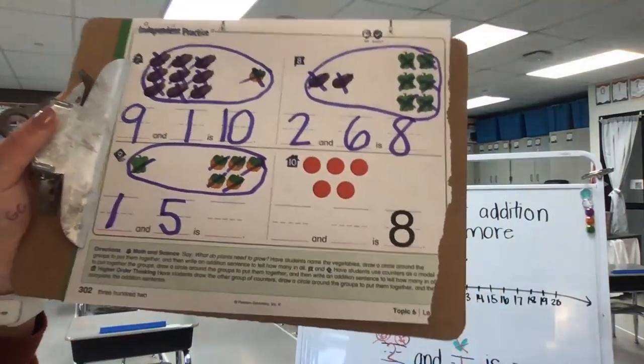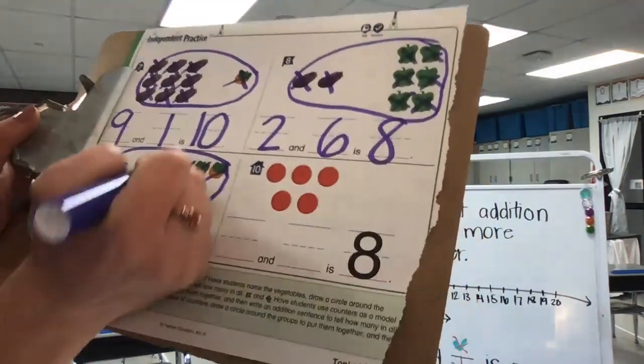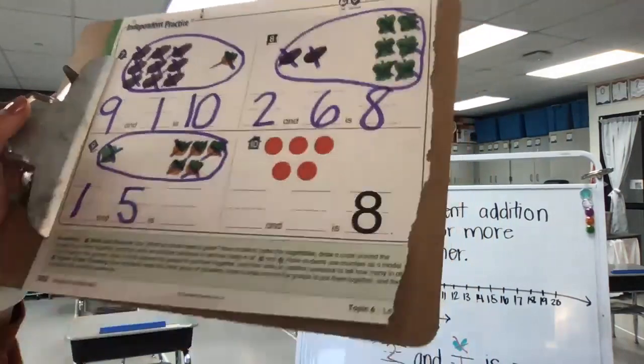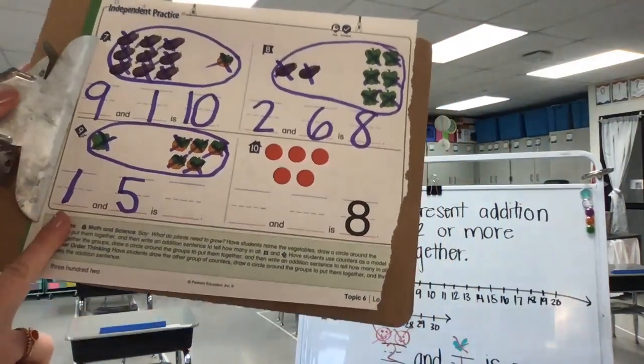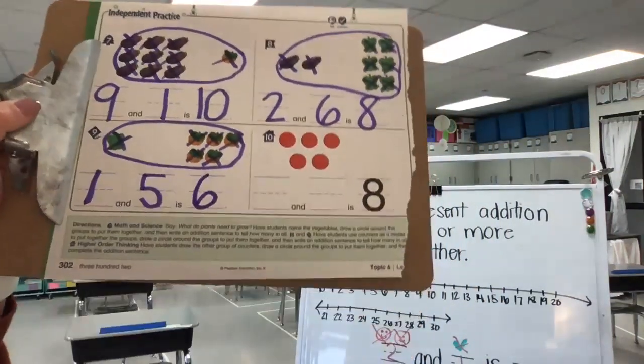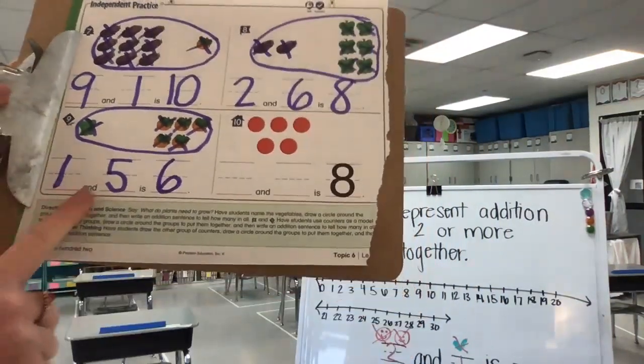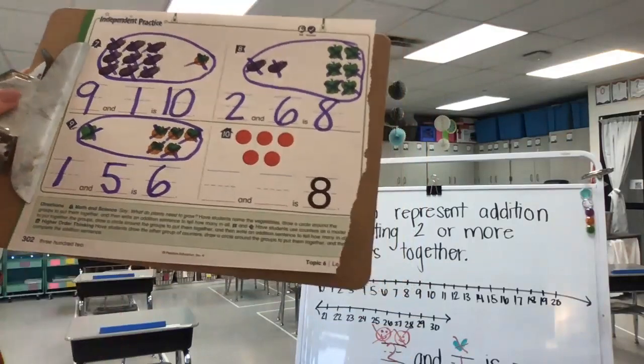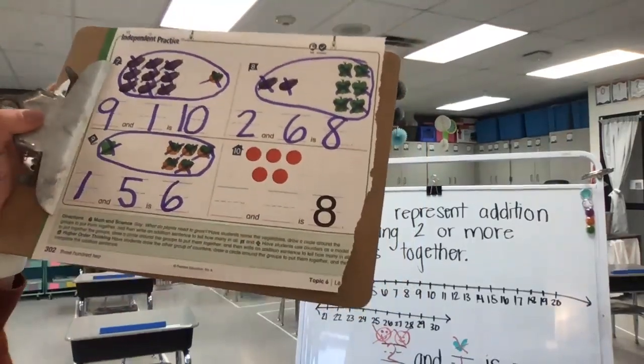And then we're going to circle both groups to show we're putting them together. So now let's count and mark out how many we have all together. We have 1, 2, 3, 4, 5, 6. So I have my sentence. 1 and 5 is 6 all together. Can you read that with me? 1 and 5 is 6. All right, now we have our challenger.